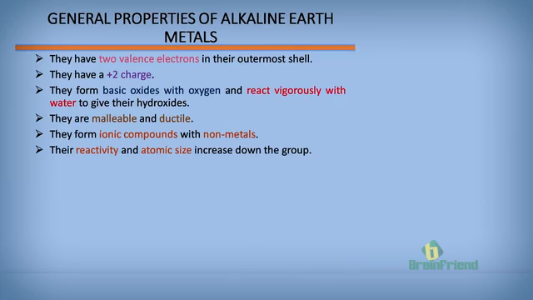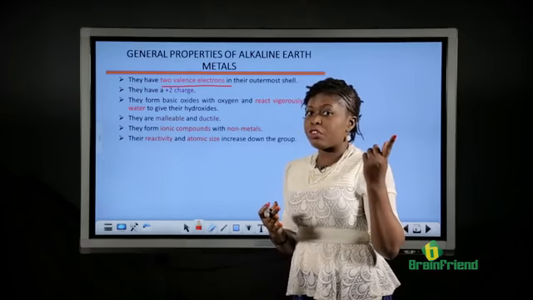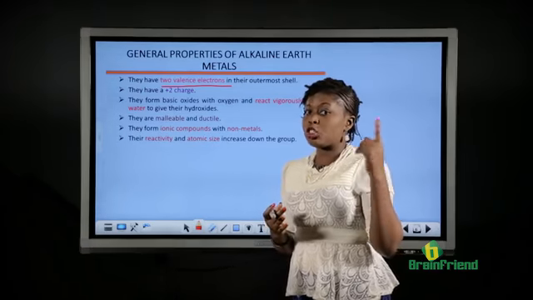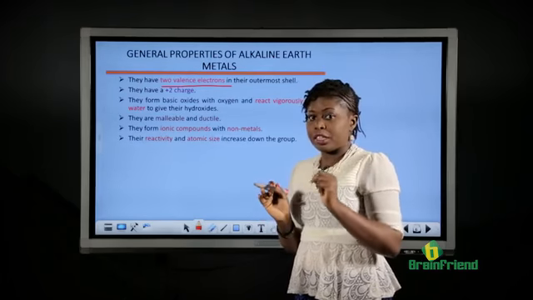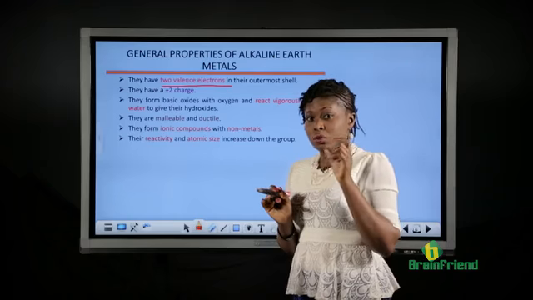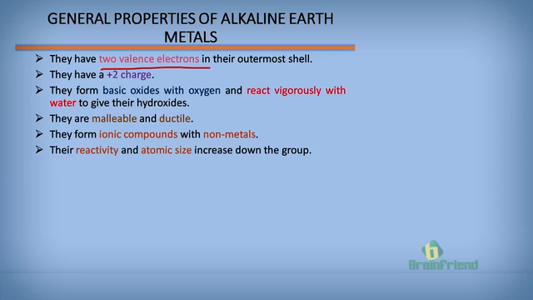They have 2 valence electrons in their outermost shell. Alkali metals have just 1 valence electron, and they are the group 1 elements. These are the group 2 elements. They have 2 valence electrons in their outermost shell, and it is these 2 valence electrons that they use in chemical combination with other elements. And because they use these 2 valence electrons, we say that they have a +2 charge.